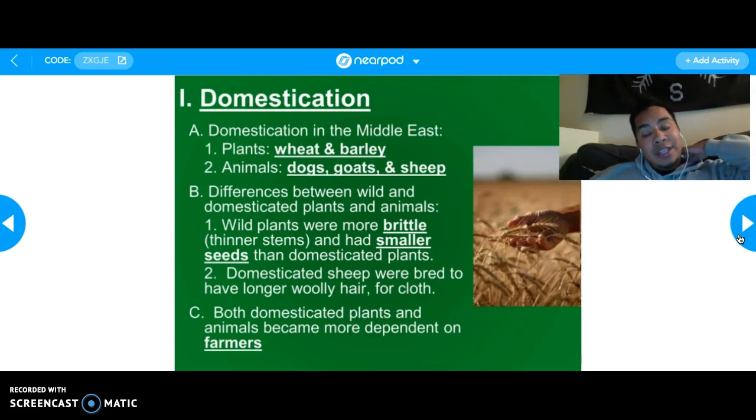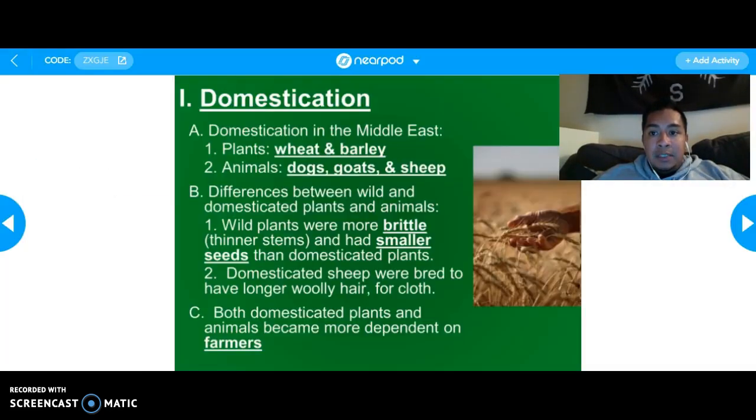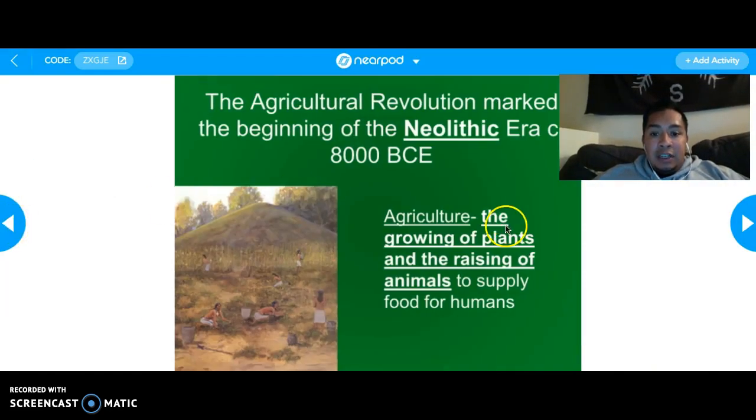Domestication, another important thing that happened during the agricultural revolution, is that people learned how to domesticate or tame. In other words, wild things, like dogs used to be wild, goats used to be wild, sheep. They tamed them for human use. So when was the Neolithic age? The Neolithic age started around 8000 BCE.